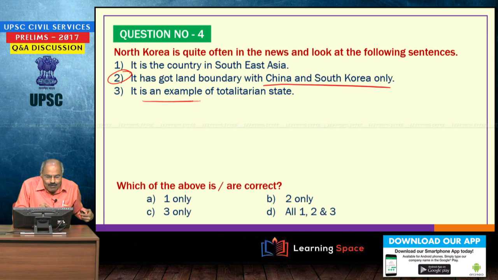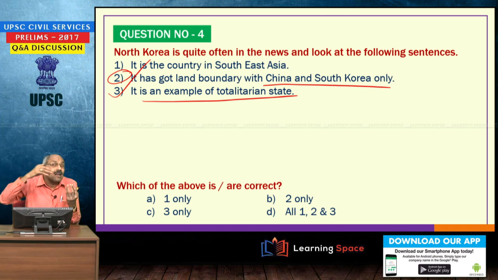It is an example of a totalitarian state, absolutely correct. The state controls everything, how to live, how to go ahead. The lives of the people are totally controlled by the state, that is a totalitarian state. So, North Korea can be stated as an example of a totalitarian state. This is a very important aspect, and the first one is also wrong.